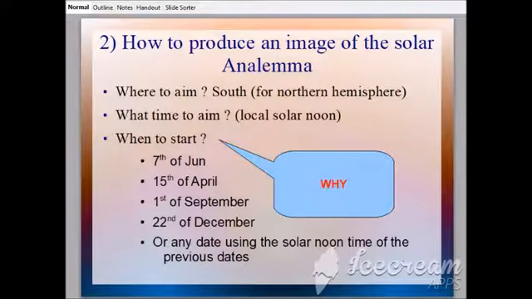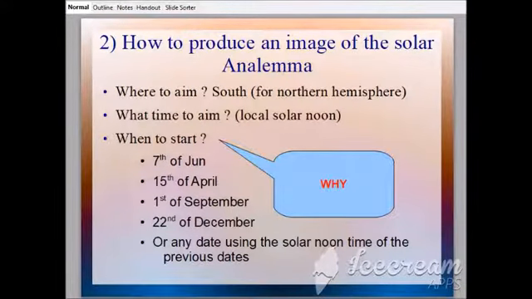First, where to aim. You aim south, directly south, if you're in the northern hemisphere. Second, what time to aim. It's the local solar noon of the day you're starting. And which day you're going to start, it's any of these 4 dates. Those 4 dates match in the local solar noon time for them, so you just aim south, and when the local solar noon comes, you start taking pictures, a frame every 24 hours.